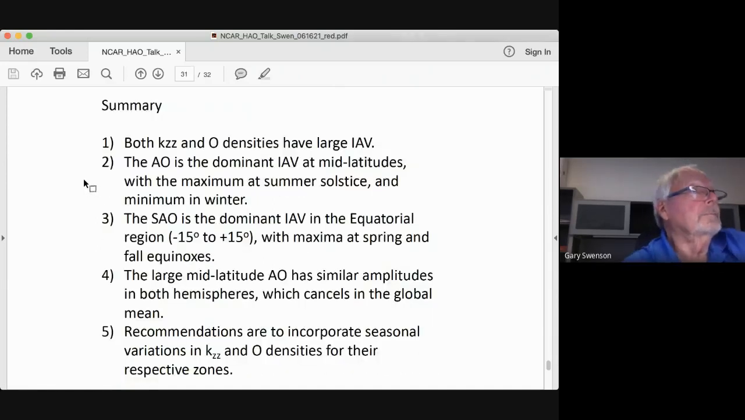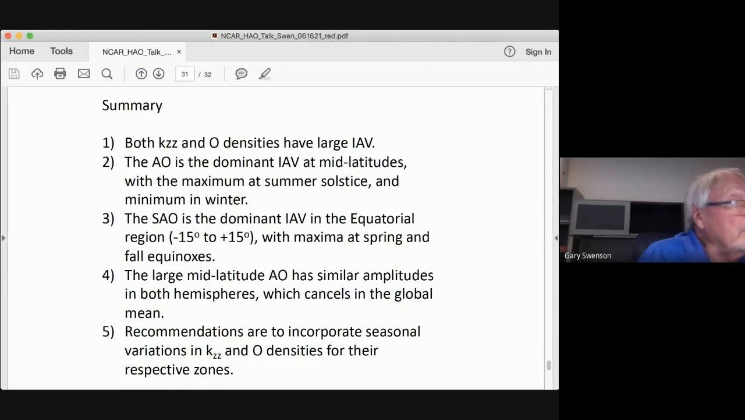So last chart. In summary, one, both KZZ and O densities have a large interannual and intraannual variability. Two, the AO dominates with a summer maximum at mid-latitudes. Number 3, the SAO is dominant at the equatorial latitudes with a spring value considerably larger than fall. And the large mid-latitude AO has similar amplitudes in both hemispheres, canceling, which shows up in a global mean. And so number 5, the recommendations are to incorporate seasonal variations in KZZ and O densities for their respective zones as we move forward.